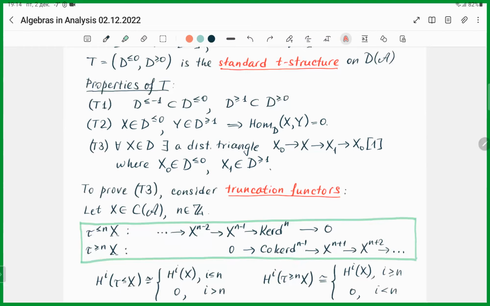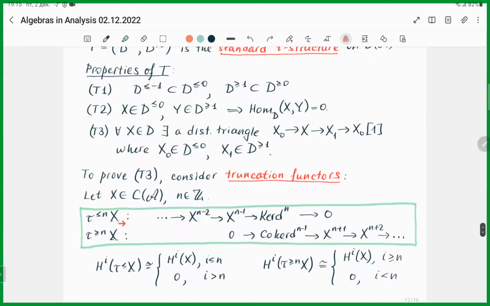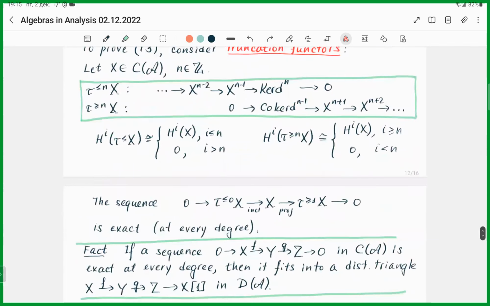The basic property of these truncations is that the cohomology of the left truncated complex is the same as the cohomology of X in degrees less than or equal to n, but it is 0 if i is bigger than n. And similarly for the right truncation. It has the same cohomology as X in degrees greater than or equal to n, but the cohomology is 0 in degrees less than n. Now, let's observe that we have the following obvious exact sequence of cochain complexes. The left truncation is obviously embedded into X, and we have a natural projection of X onto the right truncation. And the resulting sequence is exact at every degree.